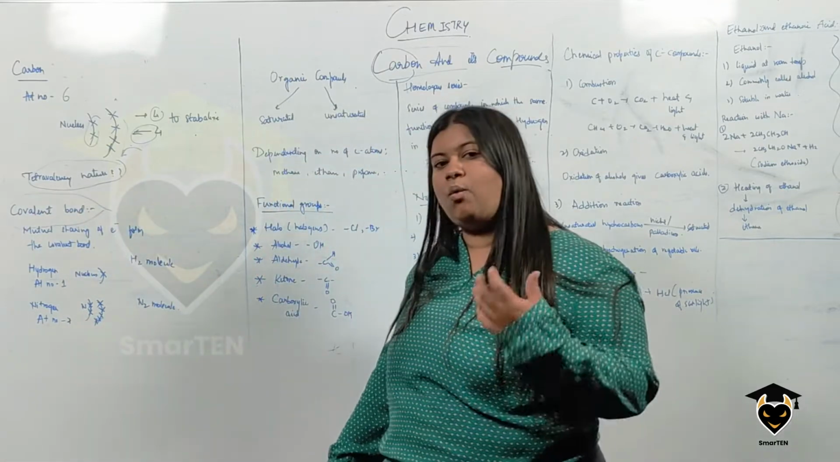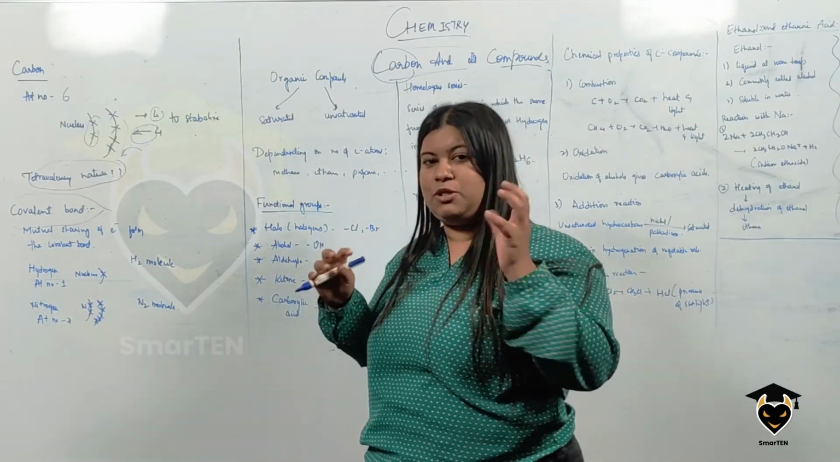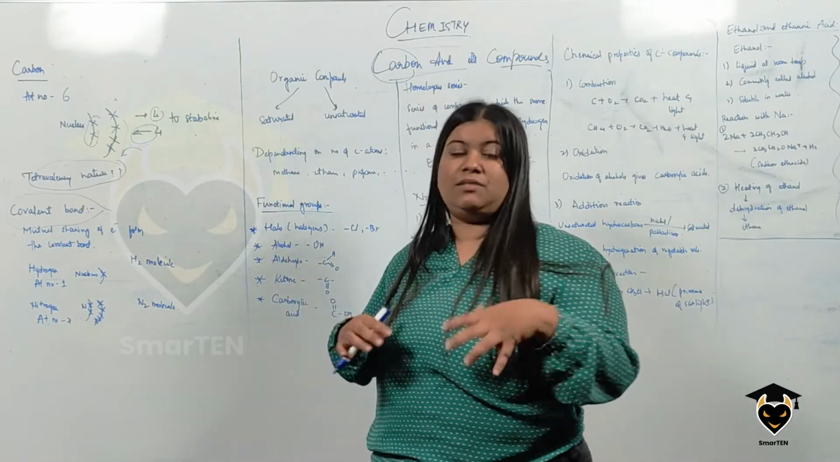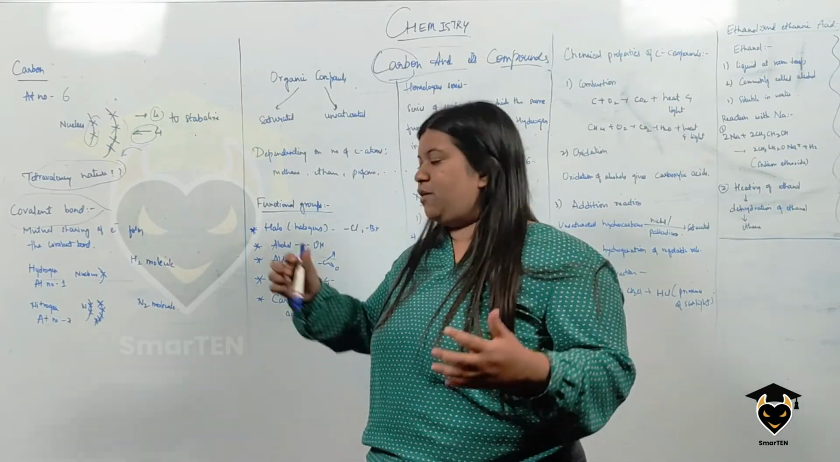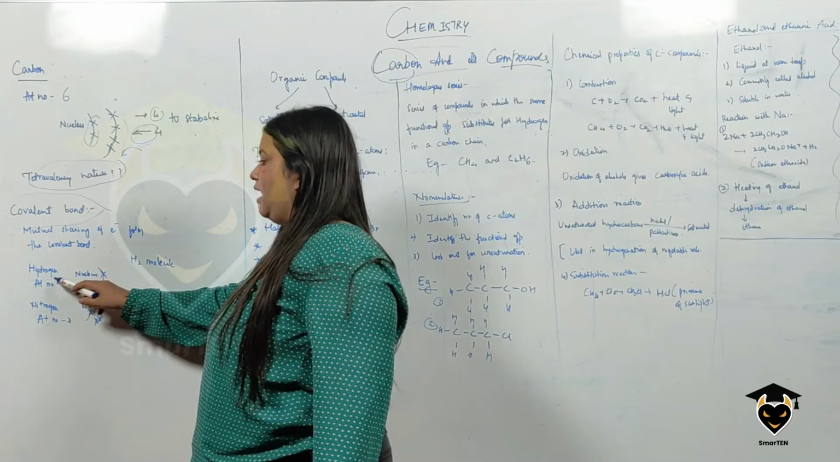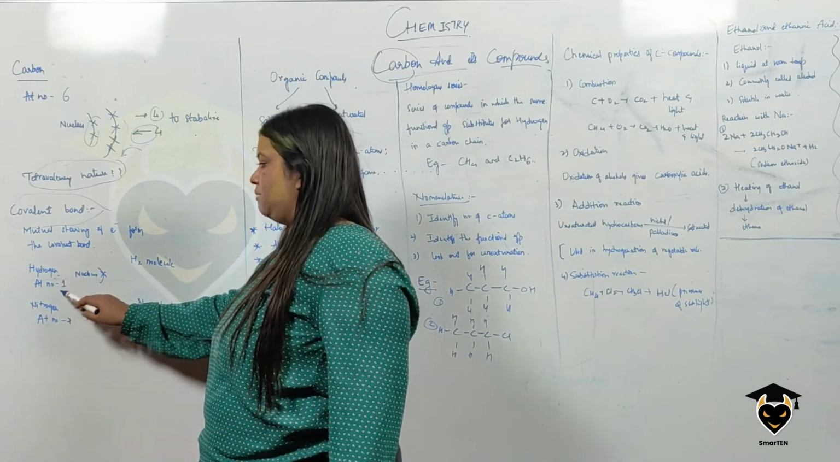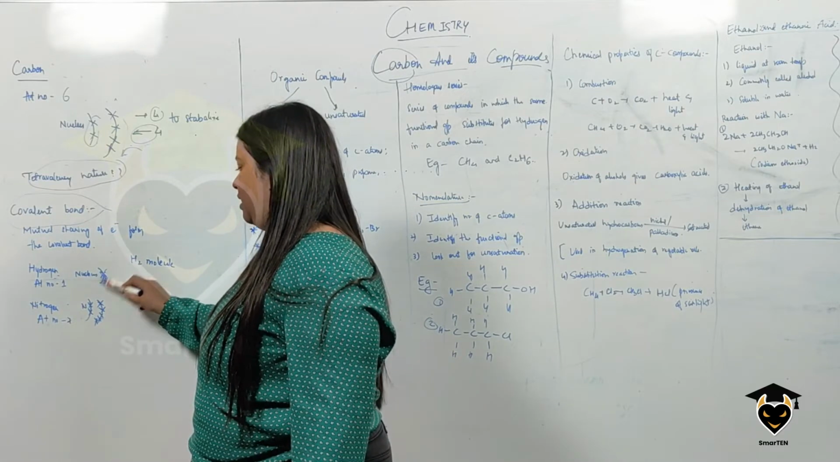Now what is a covalent bond? A covalent bond is a type of bond which exists between atoms where there is mutual sharing of electrons. So what do I mean by mutual sharing of electrons? We will discuss that with an example. Let us take a hydrogen atom. The hydrogen atom has atomic number 1, so the first shell will have 1 electron.